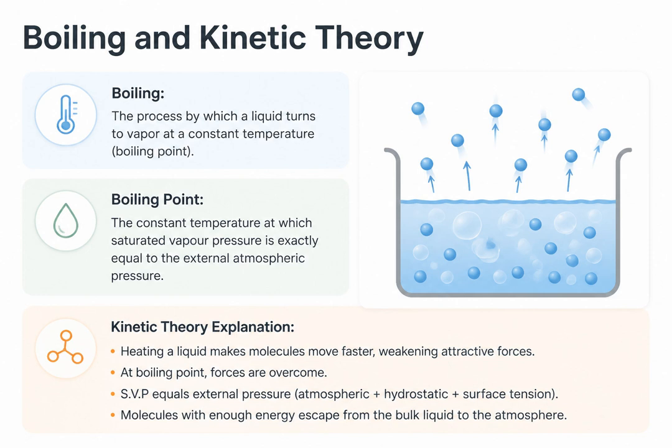Microscopically, as you heat a liquid, you are giving the molecules more kinetic energy. They move faster and faster, pulling against the intermolecular forces holding them together. Boiling officially occurs when the saturated vapor pressure of the liquid grows large enough to exactly equal the external pressure pushing down on it. At this exact point, molecules throughout the entire bulk of the liquid, not just the surface, have enough energy to overcome atmospheric pressure and escape as vapor.